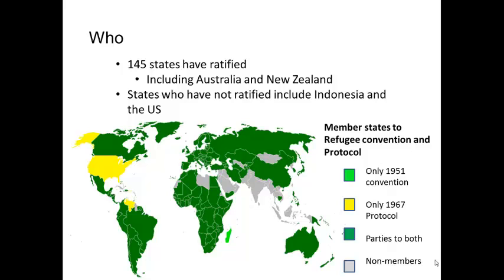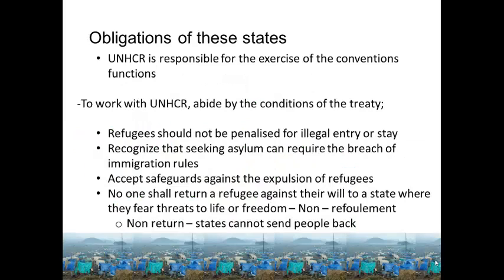This image depicts that this is a relatively successful treaty in terms of signatories and ratified states. 145 is a large number, but the two states we would look at comparing would be Indonesia, who has not signed and ratified, versus Australia, who has signed and ratified. So what are the obligations of these states? Well, one is to recognise that UNHCR is responsible for exercising the Convention's functions, but states are obliged to work with UNHCR.